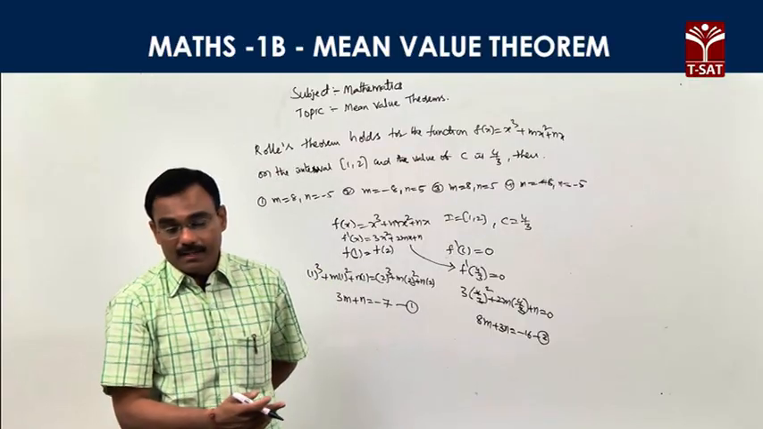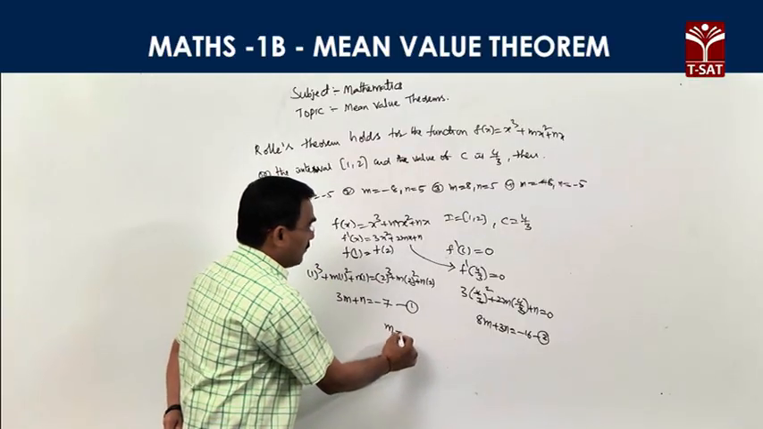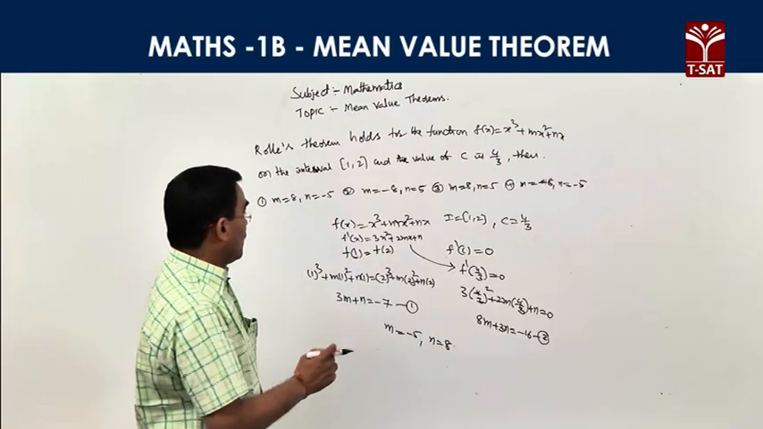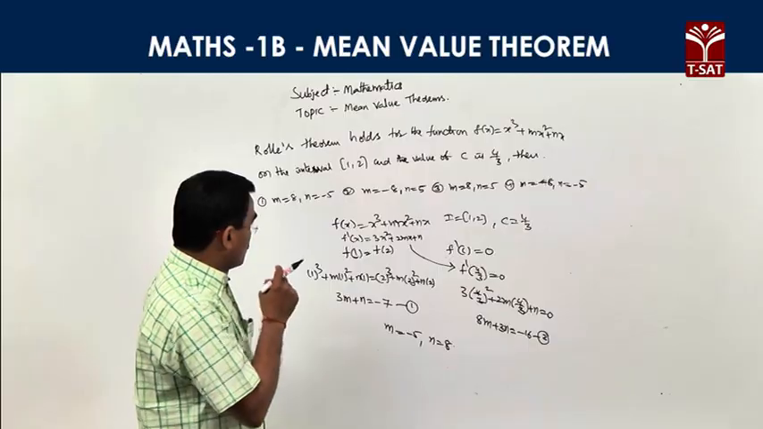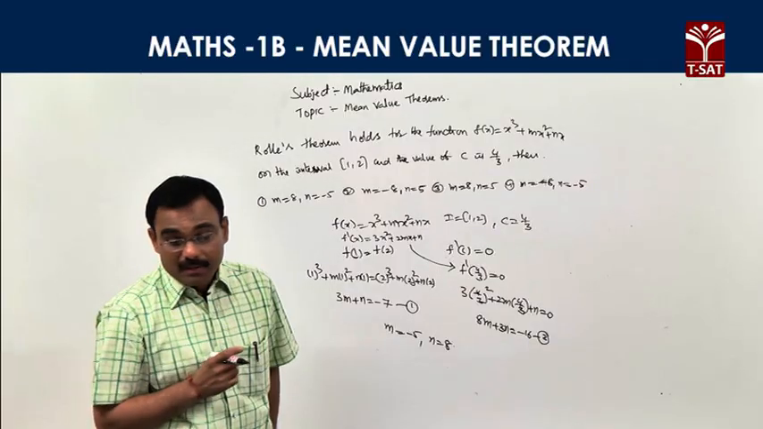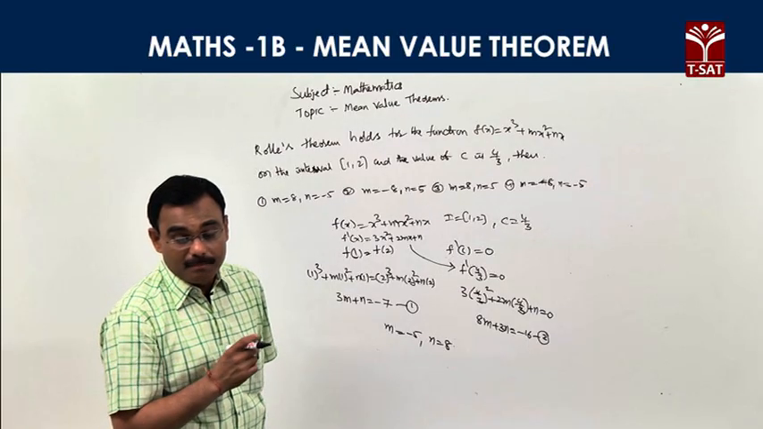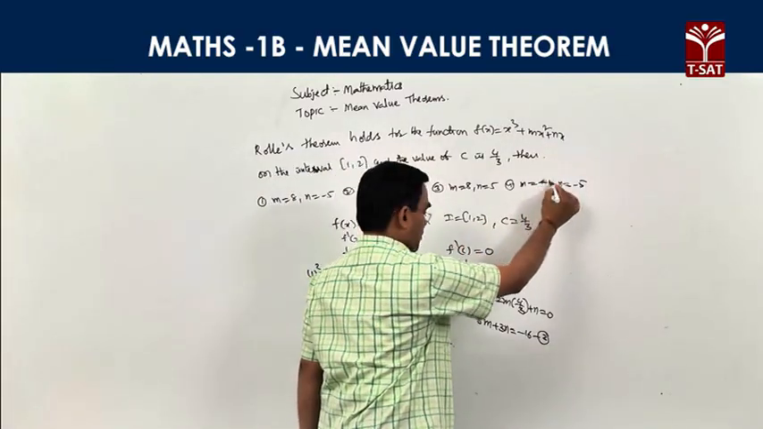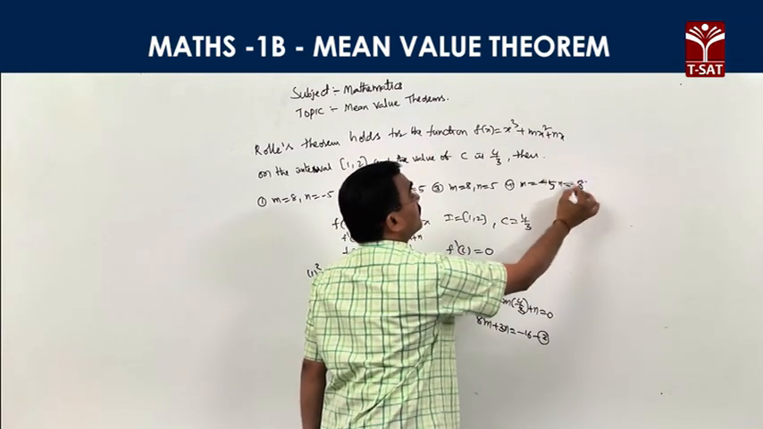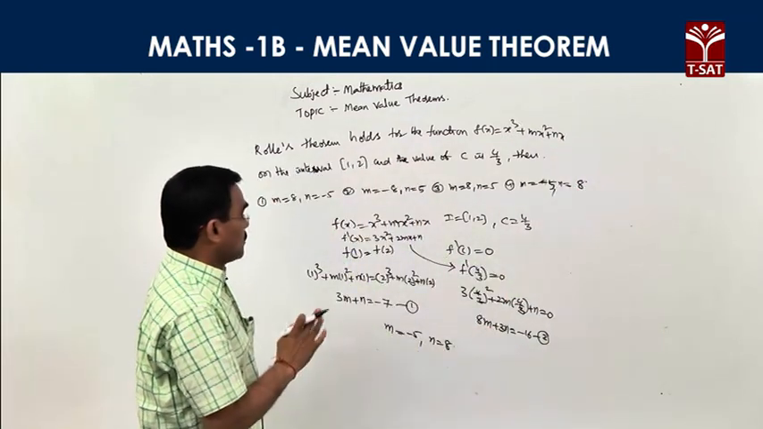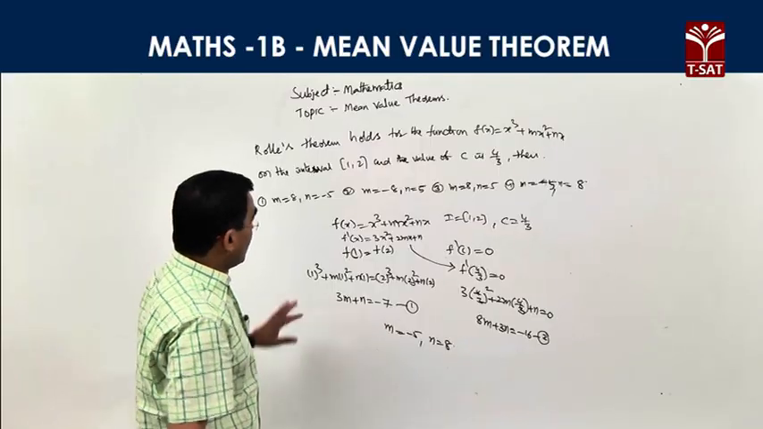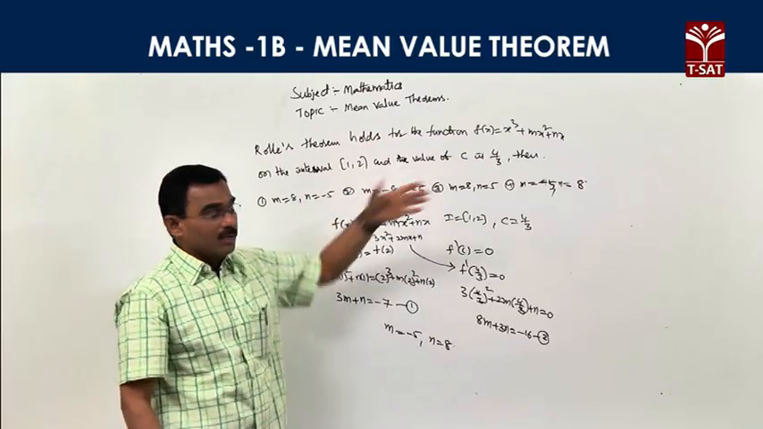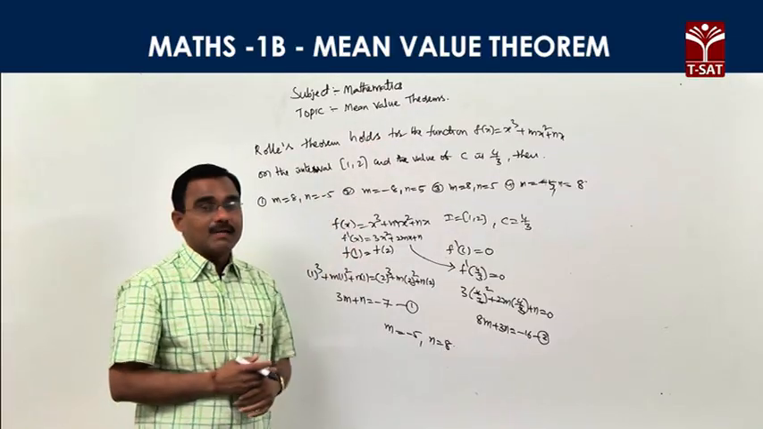Solving equations 1 and 2, m is equal to minus 5 and n is equal to 8. This is the correct answer. What was given? The given function satisfies Rolle's theorem, and c we get as 4 by 3. We are asked for the m and n values.